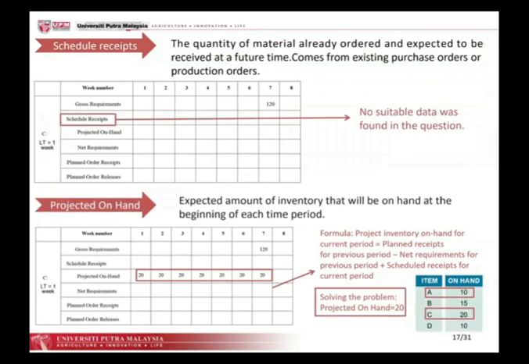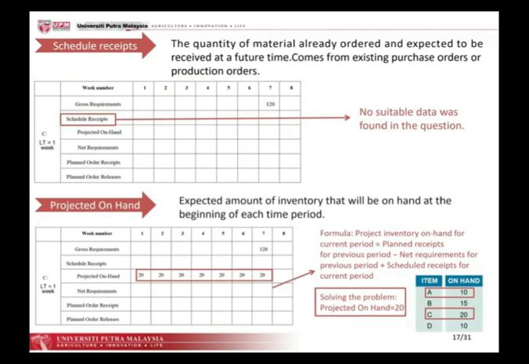Secondly, scheduled receipts. The scheduled receipts is the quantity of material already ordered and expected to be received at a future time, covering purchase orders or production orders. But in this question, no date was found. So, the scheduled receipts is 0.